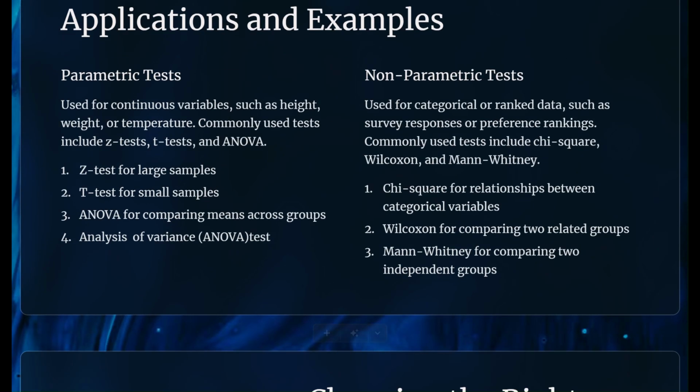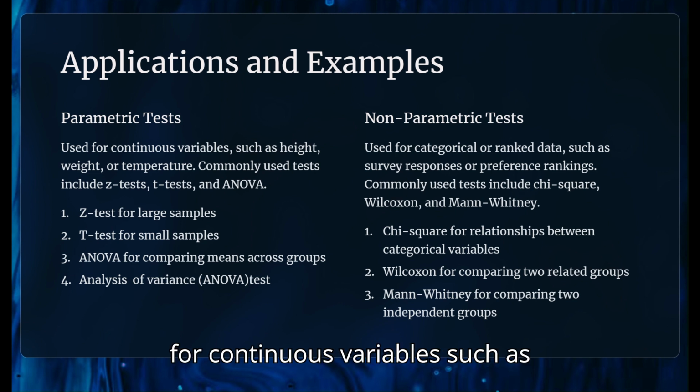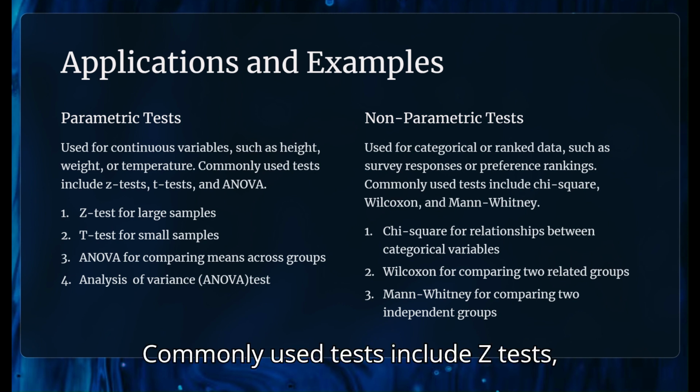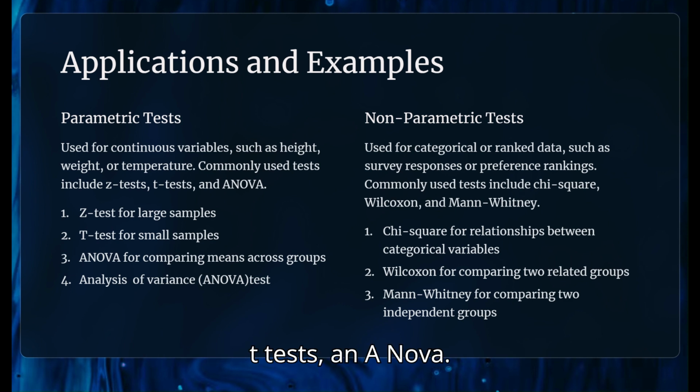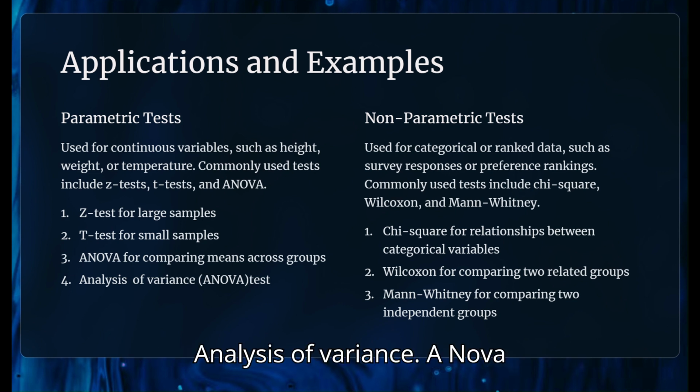Applications and examples. Parametric tests. Used for continuous variables, such as height, weight, or temperature. Commonly used tests include z-tests, t-tests, and ANOVA. Z-test for large samples. T-test for small samples. ANOVA for comparing means across groups. Analysis of variance, ANOVA, test.